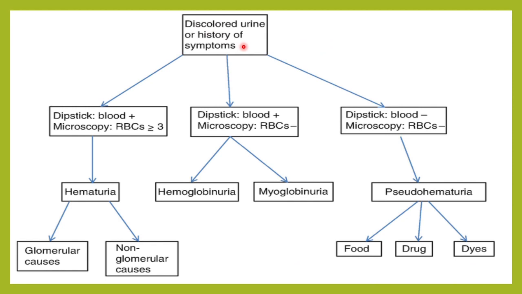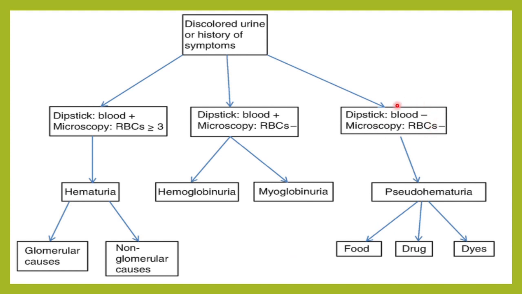Whenever you get discolored urine, you will have to ask the history and the symptoms of the patient have to be inquired. Suppose if the dipstick is giving you blood plus and the microscopy also shows that there are more than 3 RBCs per high power field, that means it is hematuria, and hematuria can be because of glomerular as well as non-glomerular causes. Suppose you got dipstick positive, but when you saw it under the microscope there were no RBCs, that could be because of hemoglobinuria or myoglobinuria. So in hemoglobinuria and myoglobinuria, the dipstick will show blood positive, but the microscopy will show nothing. There will be no RBCs.